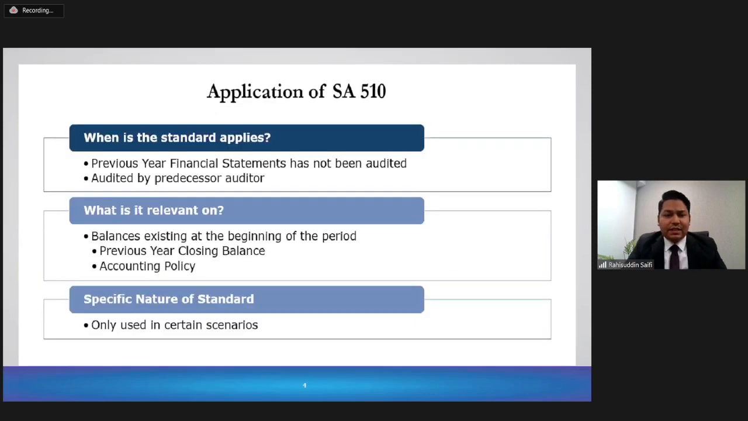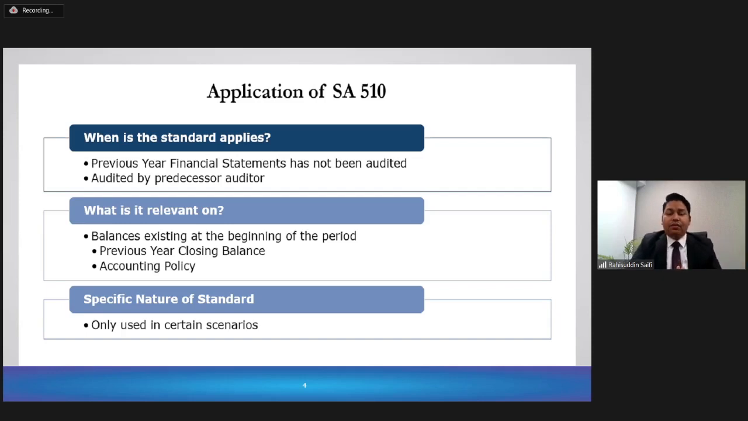So next is the application. We understood the essence, now we'll understand the application. As I mentioned, this standard is specific in nature. This standard is applicable only for the previous year financial statements, where the previous year financial statements provided to us are audited, then this standard will apply. If the financial statements provided to us are not audited, then this standard will also apply.